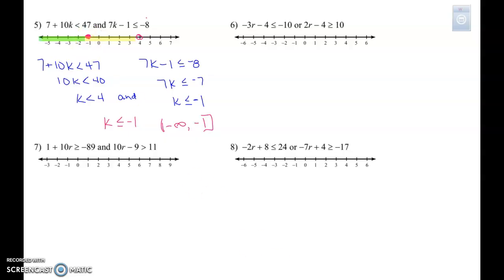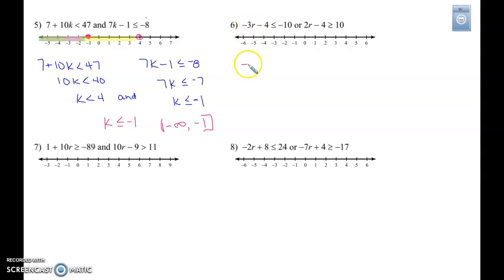So what you're actually looking for is, because it's an "and", where do the two overlap? And that's this section. So that's why k less than or equal to -1 is your actual answer. Hopefully this will help a little bit more. I think number 6 will help us solidify.